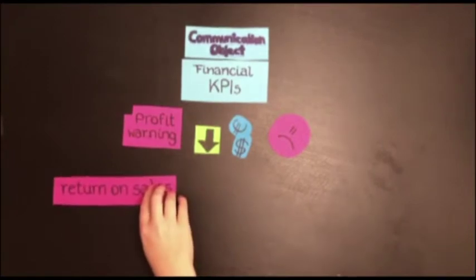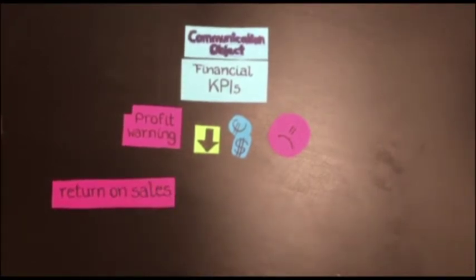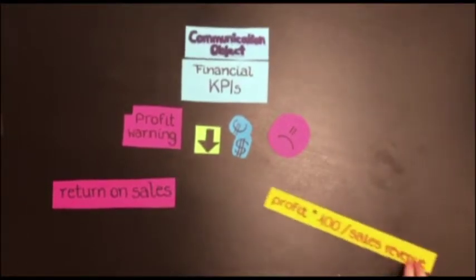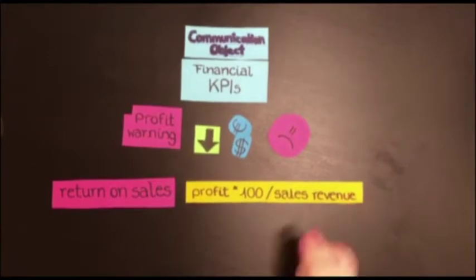The return on sales represents the profit share related to sales. This key figure thus shows how much the company earns in relation to €1 of sales. The calculation in percent is the profit multiplied by 100 divided by the sales revenue.